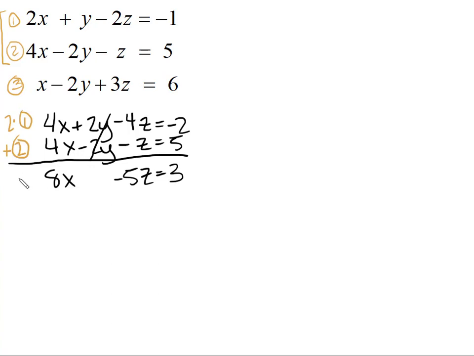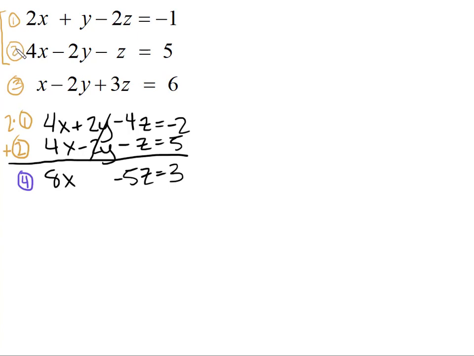So we should label our new equation. We already used 1, 2, and 3, so we'll call this equation 4. But I have a new equation that has just x and z in it. So I have two variables. Remember, I need two equations with x and z to solve this. So I'm going to need to do another pairing up here.